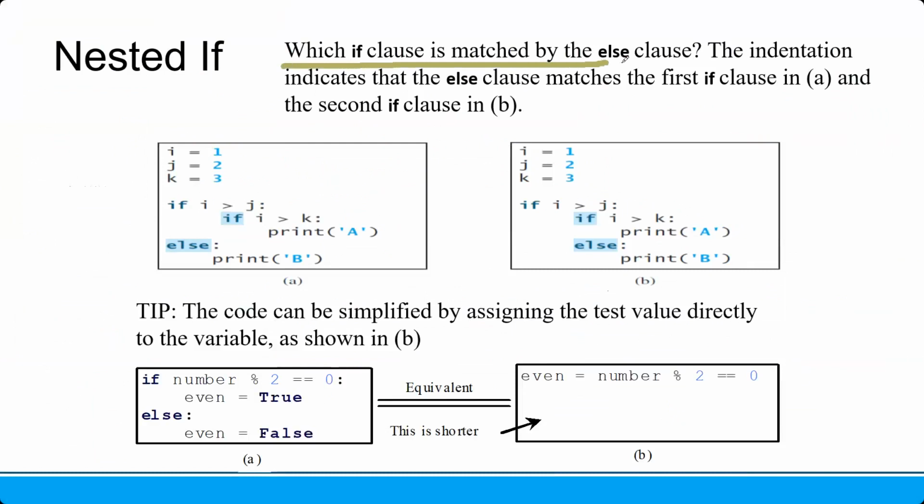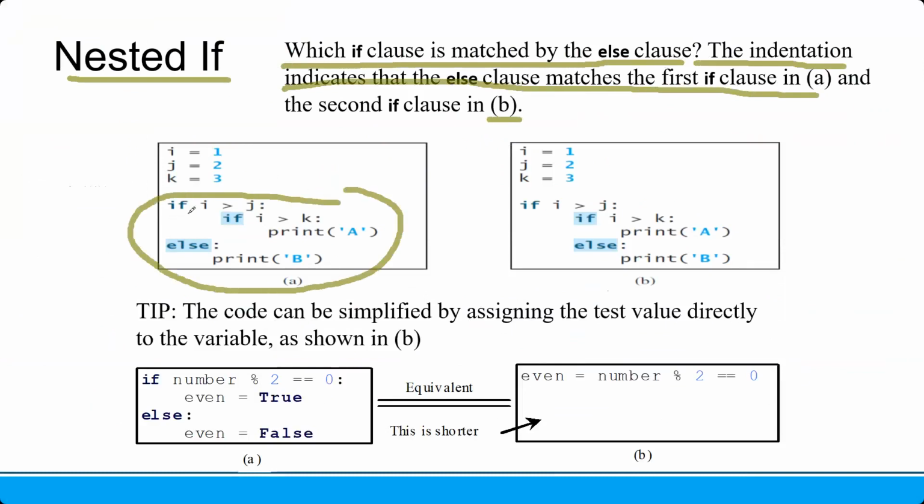Which if clause is matched by the else clause? So the nested if, please be careful. The indentation indicates that the else clause matches the first if clause in A and the second if clause in B. I think you already looked at the example before. If, and then if, and if the else is in the same indentation, then it indicates the false of this one. In this case, the else indicates the false of this one.